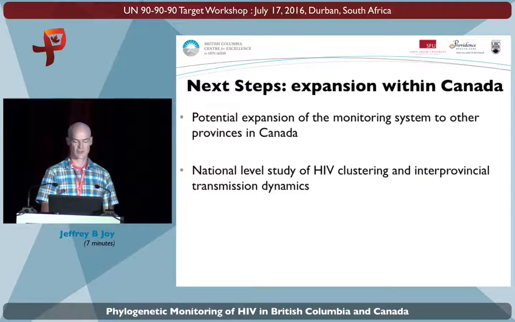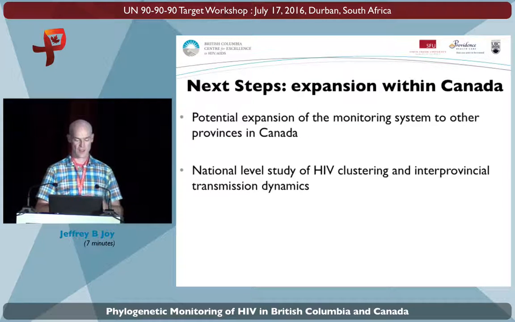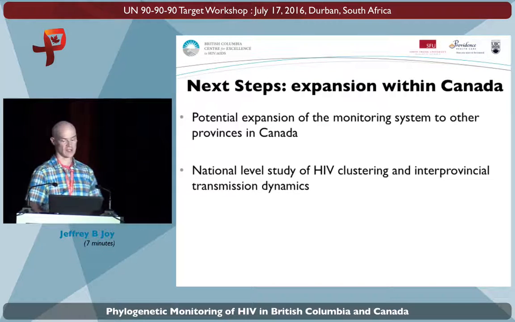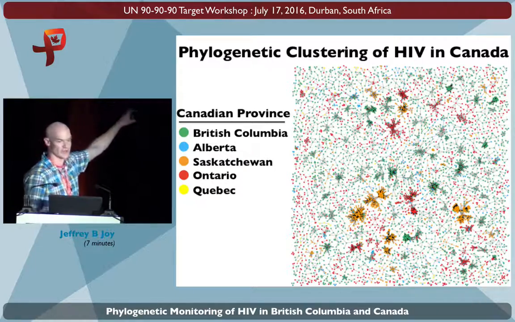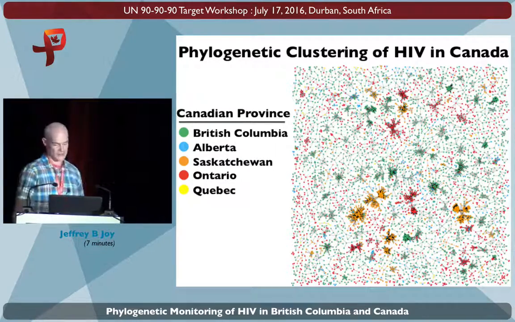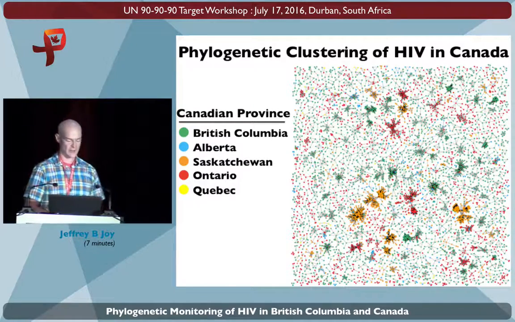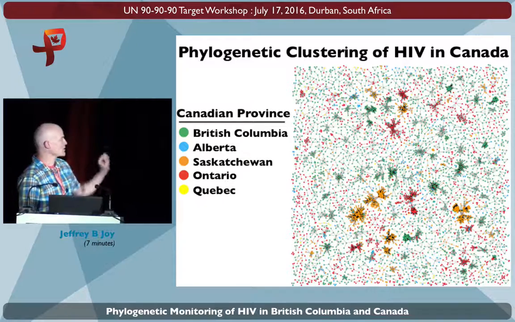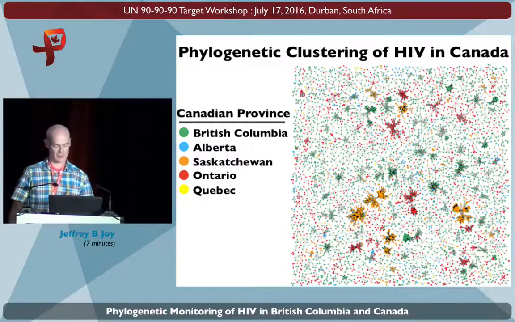So our next steps, we want to try to expand this system of monitoring to other provinces in Canada. And we're also doing a national level study looking at using these same kinds of tools to look at clustering across the country. So now I'll show you another vomit on a page, which is, now I've changed the colors so that they represent the different provinces. So green is British Columbia, blue is Alberta, orange is Saskatchewan, red is Ontario, and yellow is Quebec. And it's hard to really extract much from that big picture there, but you can see that the big, large clusters are predominantly the same color. At least that emerges immediately.